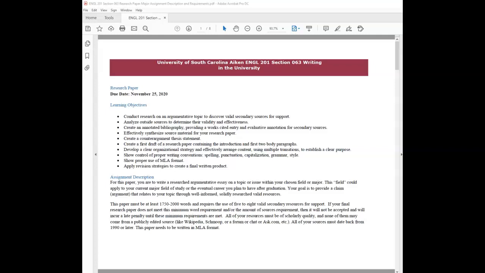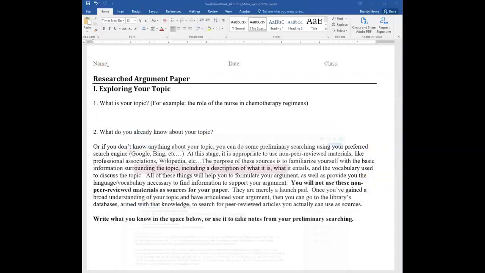But we are going to focus on how to find peer-reviewed sources and how to find information no older than 1990. With all of that in mind, let's take a look at the worksheet that I have created for you for this class.